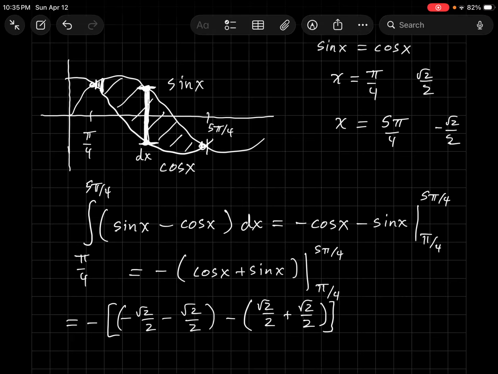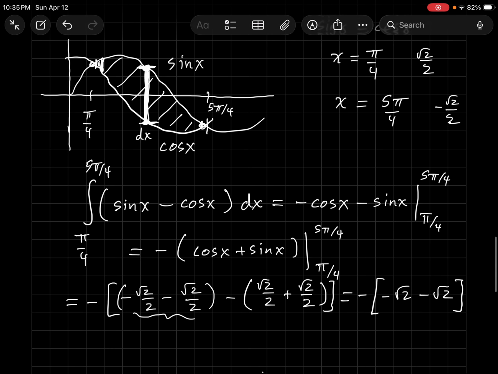And then we get what? Well, I get negative, and the first part here we get negative 2 root 2 over 2. And back here we get minus another 2 root 2 over 2. And if I change all my signs, we end up with positive 2 root 2. So that is the area between one section of sine and cosine.